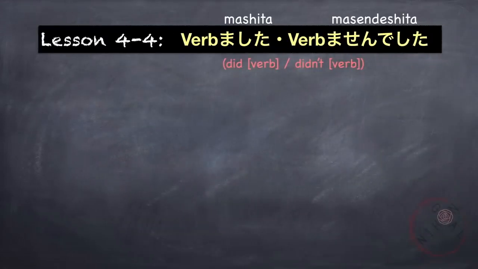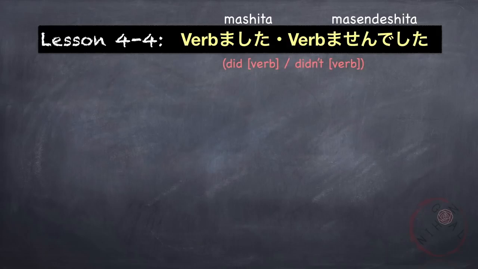Now, let's go to the past form of the verb. The first is verb mashita, meaning did a verb, did an action. And the negative past form of the verb is verb masen deshita. Didn't do an action, didn't do verb.